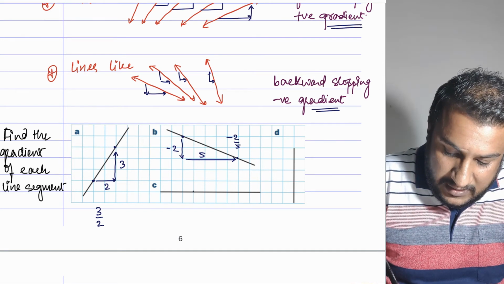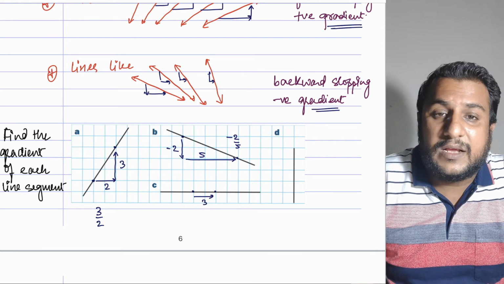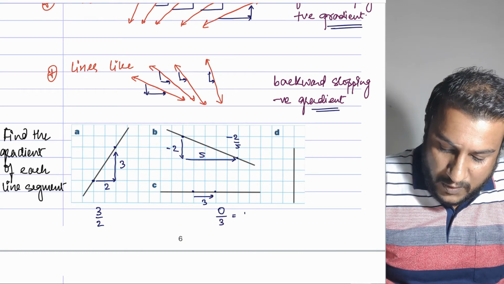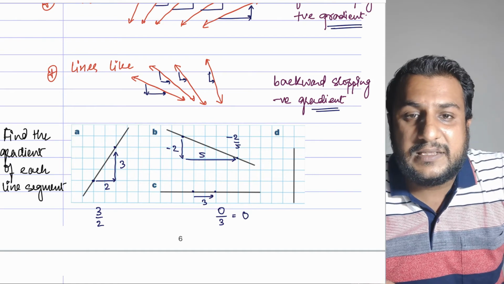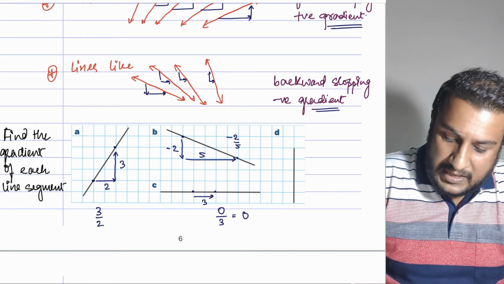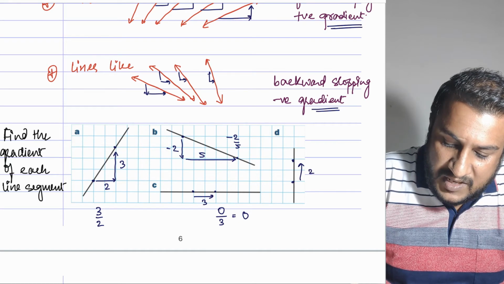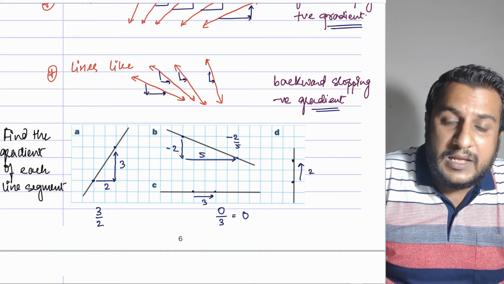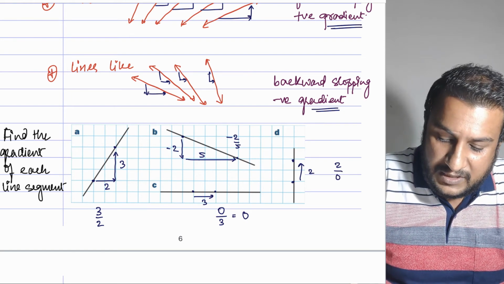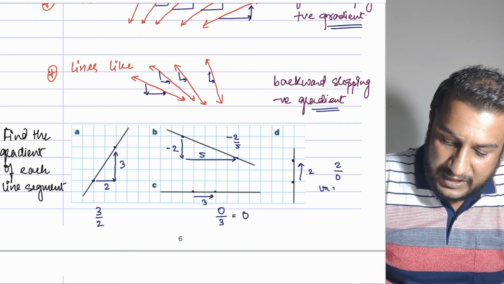Now over here, I am moving 3 units, but there is no vertical movement, and we always write the vertical movement divided by the horizontal movement. The slope of this line is 0. So I can say that the slope of all horizontal lines is 0. Now over here there is only a vertical movement, but there is no horizontal movement. So the vertical movement is 2, the horizontal movement is 0. So 2 over 0 is not defined. So the slope of all vertical lines is undefined.